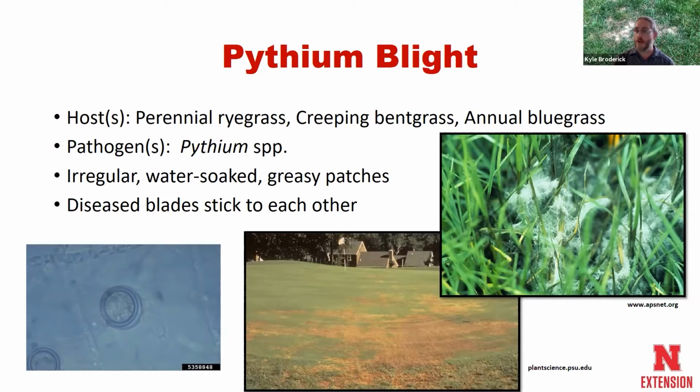Pythium is an oomycete, so it's not a true fungus, but one of our water molds. And it really needs saturated soils in order to spread. And so that's why we tend to see this disease occurring more following those drainage patterns. We can also have some aerial mycelia that form on the turf blades with Pythium blight.